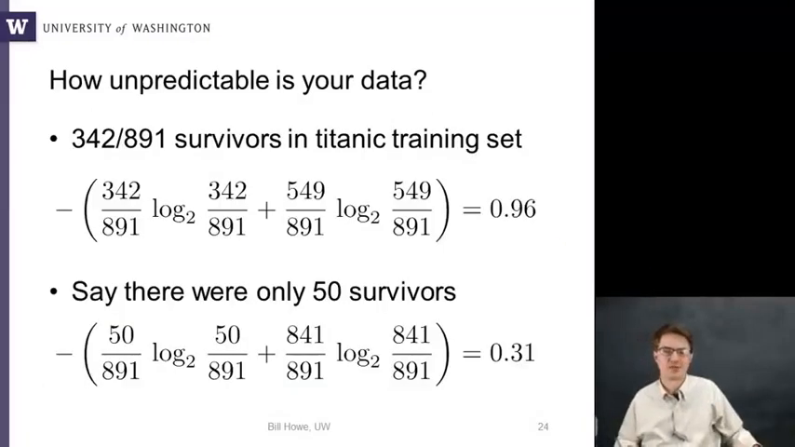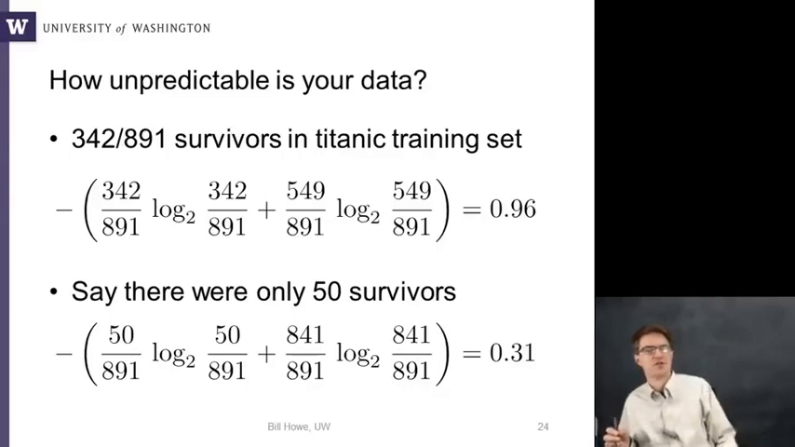So how do you apply entropy to a data set as opposed to a random variable? Well, you can do it with respect to the class labels. So if you have 891 passengers in the Titanic data set and 342 of them survived, then you can compute entropy from those two sets. So 342 over 891 log 342 over 891 plus 549 over 891 and so on gives you an entropy of 0.96. So this is almost 1 bit of information.